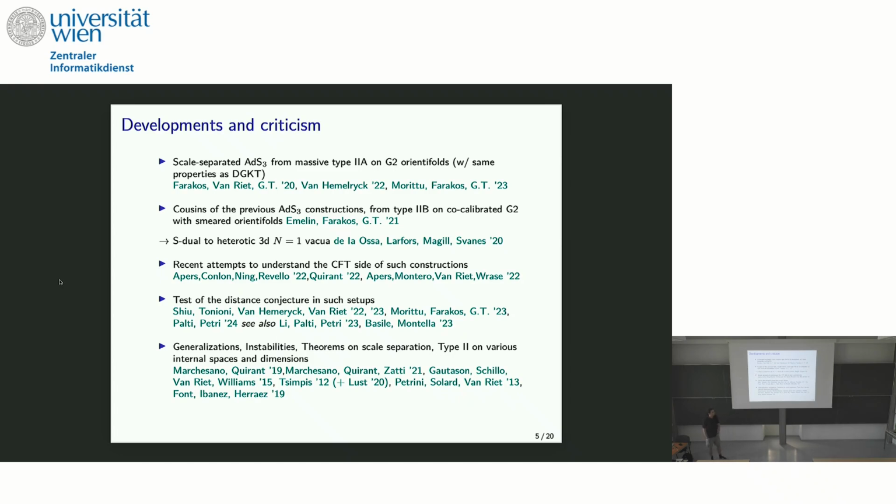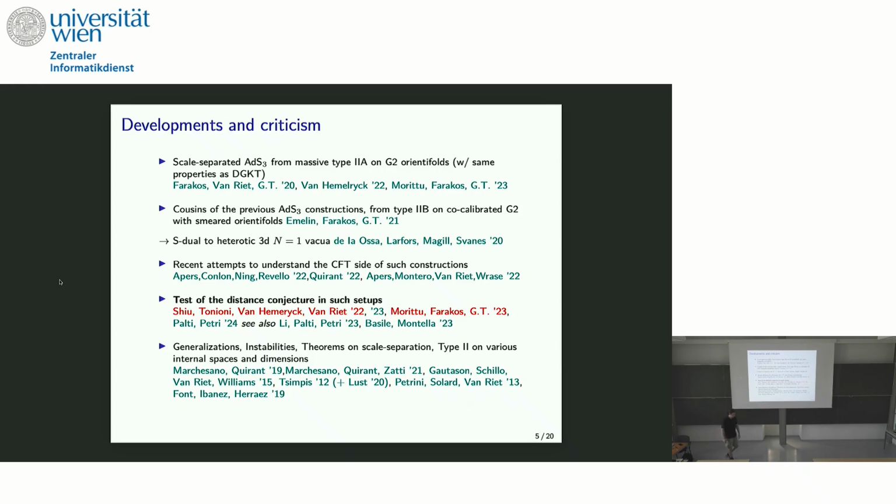So several groups are interested in studying the CFT side of these constructions. From the CFT perspective, the 4D solution, the DGKT, and the 3D solution are completely different, and still there are some very interesting results. And more recently, as I told you before, people are trying to test the distance conjecture on these setups. We are interested actually in this, so we're going to use those two papers in order to construct our new solutions.